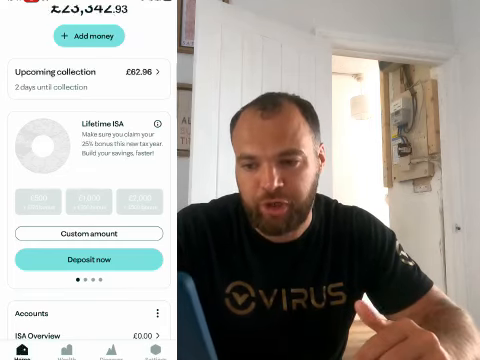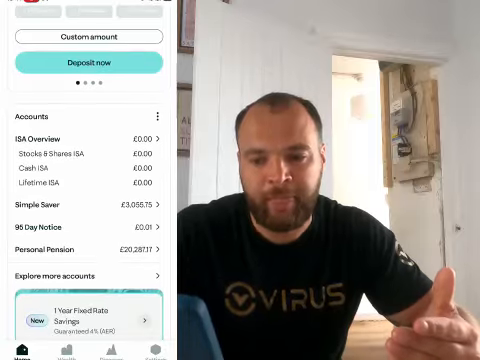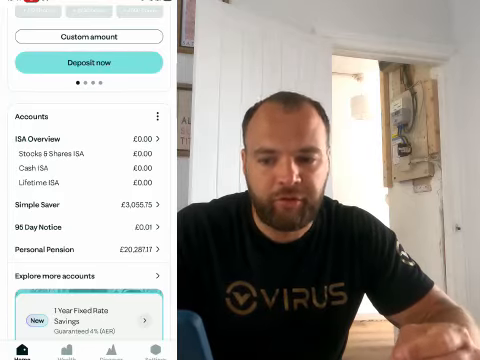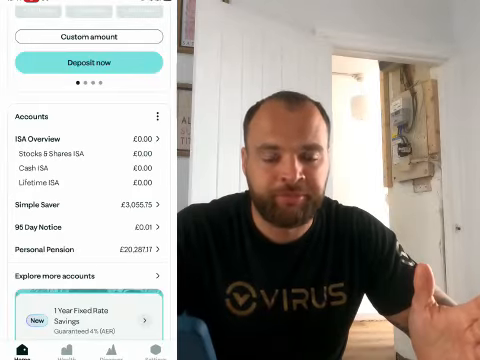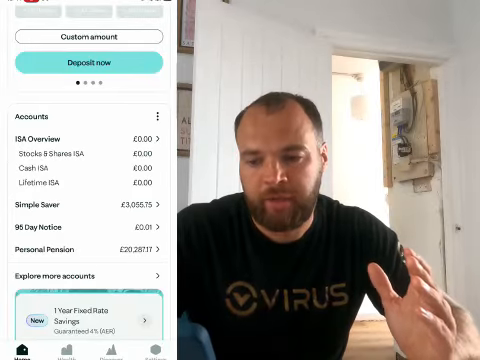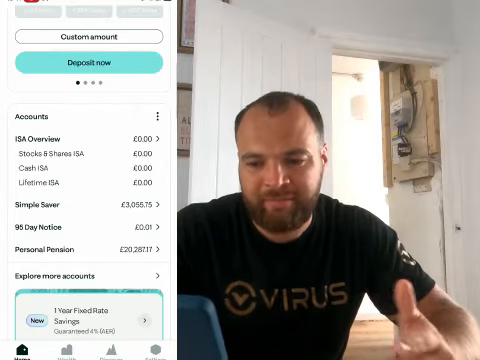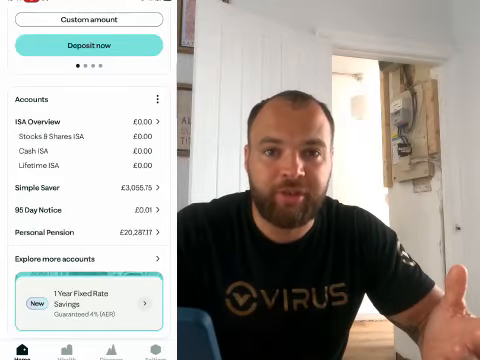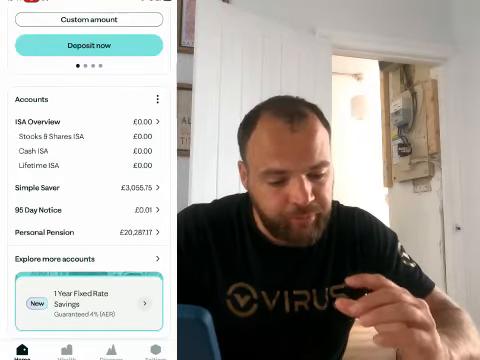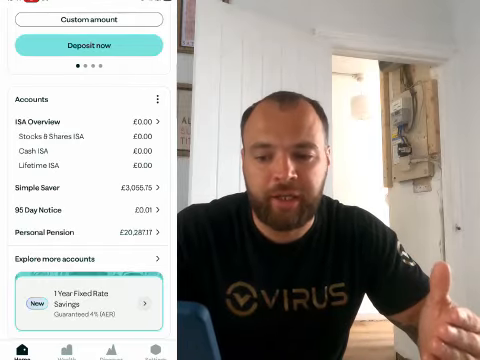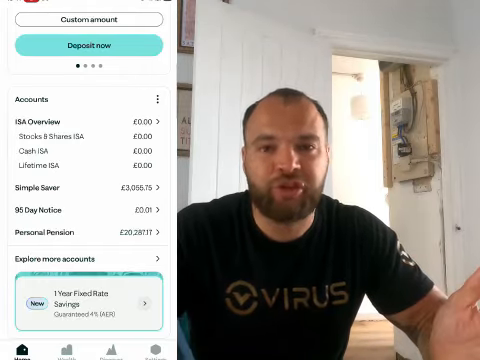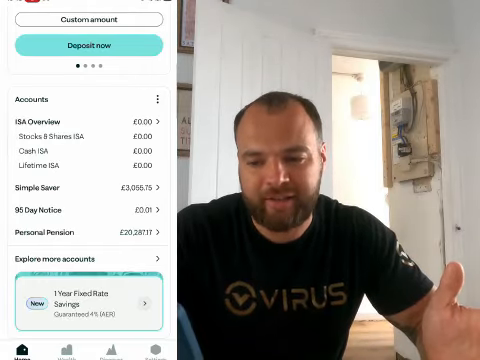And then scroll down, you've got the accounts. So you can see here, you've got the ISA overview. Like I said, I had the lifetime ISA. That's been withdrawn because I bought a house. Simple Saver, that's basically what I'm using for my emergency fund. A Simple Saver allows you to withdraw money pretty much straight away. It's like an instant access.